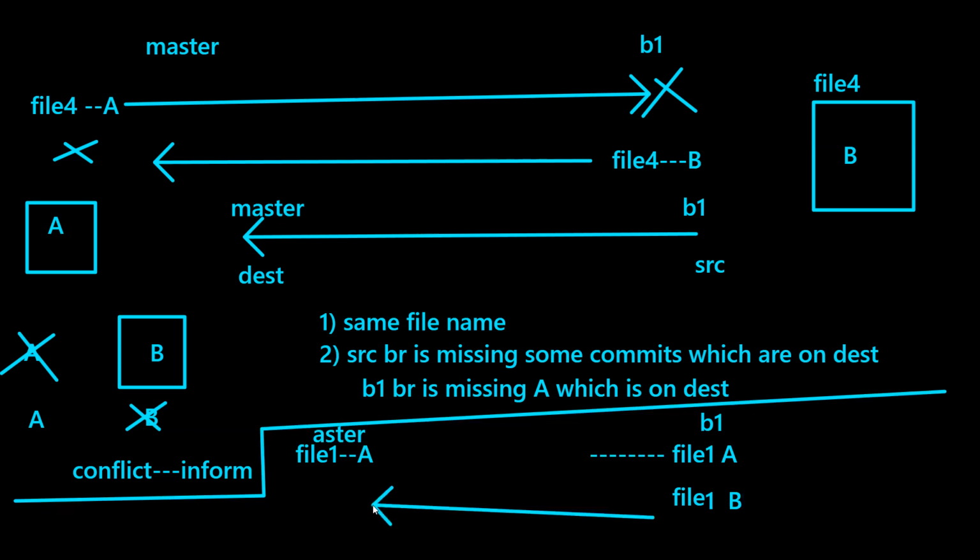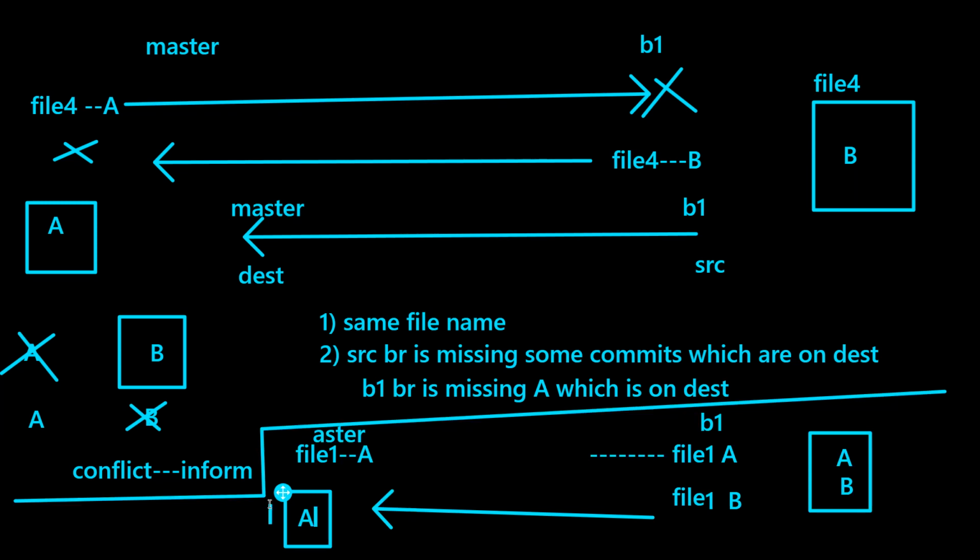No. Because see, it has got commit A and commit B. If you look at this snapshot, it has commit A and it has commit B, same file, but you will not get a conflict. This is having file commit A. There is no overwriting, right? It's just getting the new commits from B1 and adding here.